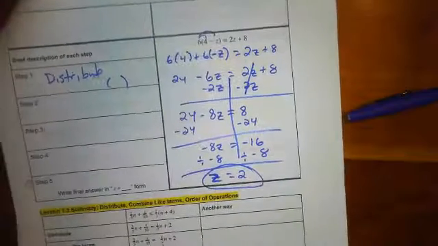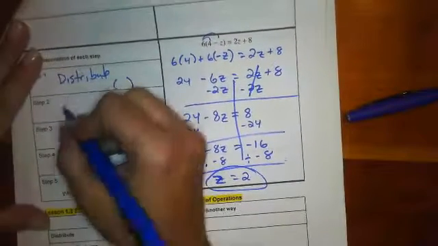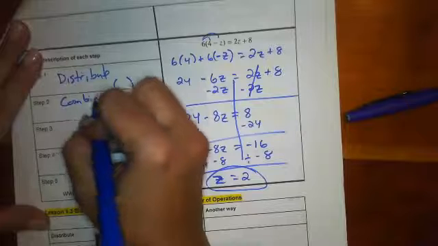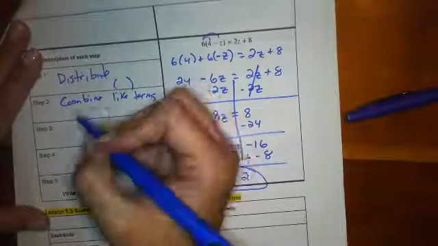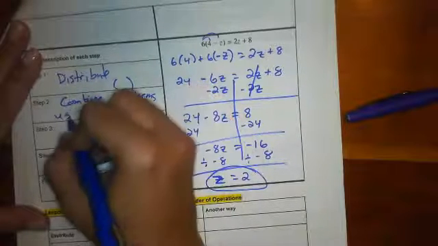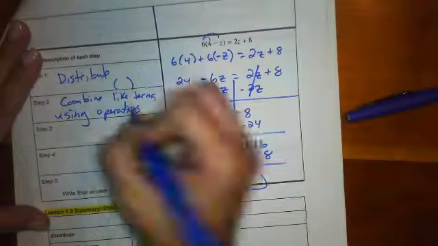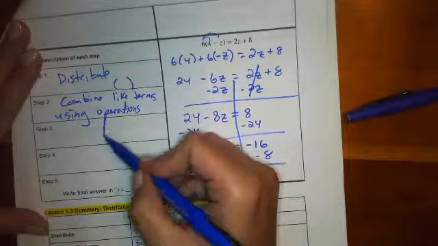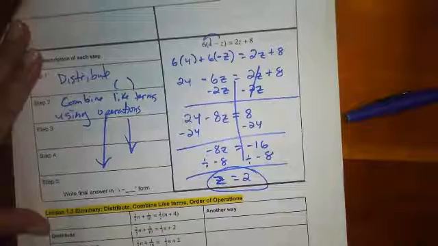And my steps here, I basically distribute. I looked to combine like terms, right? Combine like terms using operations. And then same thing we did. And then write the final answer in x equals a number form.